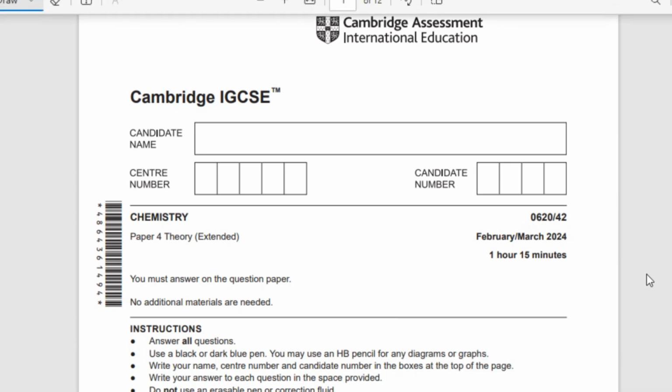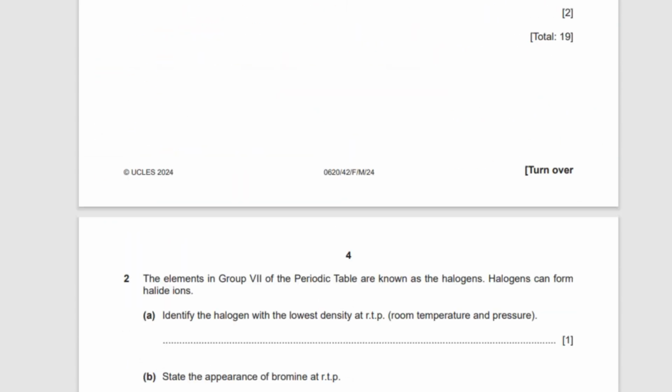Okay guys, we make a start. In our last session we looked at paper 4, February, March 2024. Specifically we answered question 2. Today we want to answer question 3.